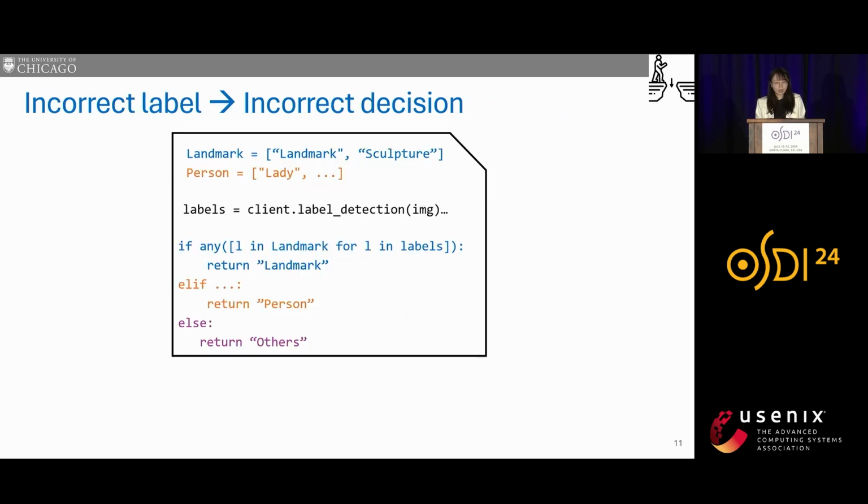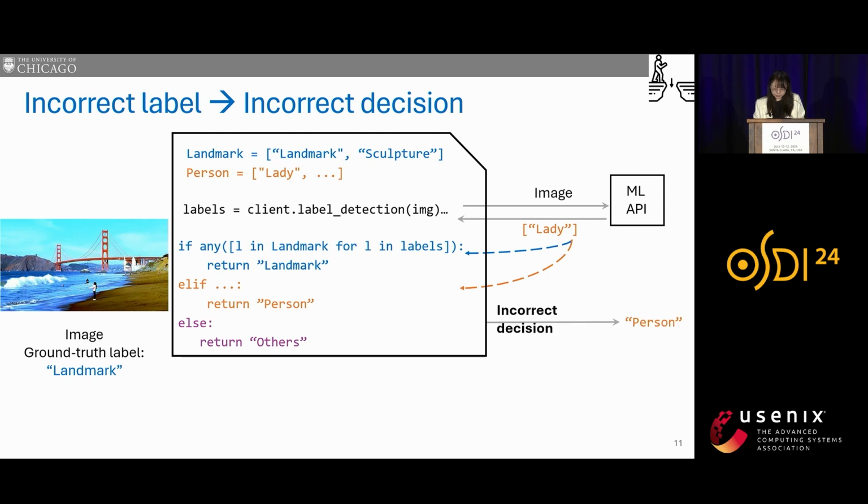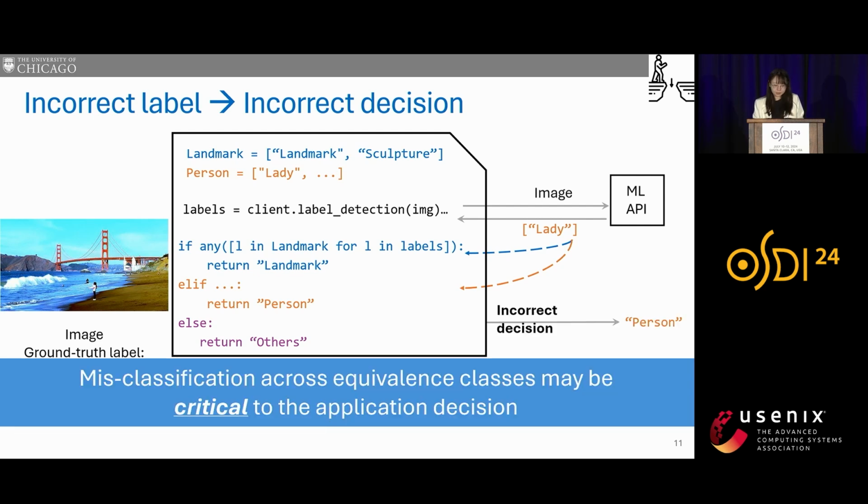Of course, we are not always lucky, and incorrect labels from the ML model do lead to incorrect application decisions sometimes. Take the landmark classification app again. If the output only contains lady, the application will break at the second if condition, returning person as a decision. Clearly, we can see that misclassification across equivalent classes may be critical to the application decision.